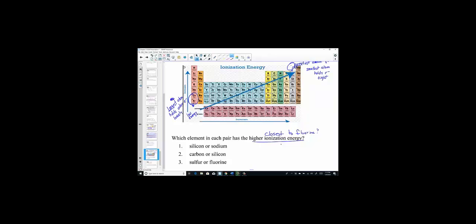Silicon or sodium? Silicon is closer to fluorine than sodium. It has a higher ionization energy. Carbon or silicon? Carbon is a smaller atom. It will hold the electrons closer. A higher ionization energy. Sulfur or fluorine? Well, fluorine is the strongest of strong. Nobody's stronger than fluorine, so therefore it's holding the electrons the tightest. Who's closest to fluorine between sulfur and fluorine? Well, that's fluorine.